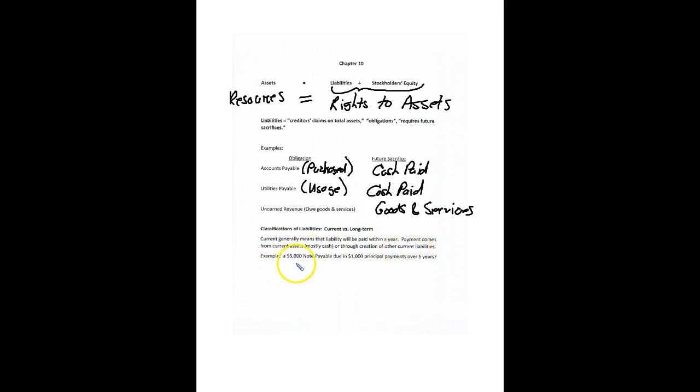Okay, so let's go through an example of differentiating between current and long-term. Let's say we have a $5,000 note payable, and it's due in $1,000 principal payments over 5 years. So we're not factoring interest payments here. We're only looking at the liability for principal. So if $1,000 is going to be paid next year, so within 1 year we will pay $1,000 principal. That makes the $1,000 a current liability.